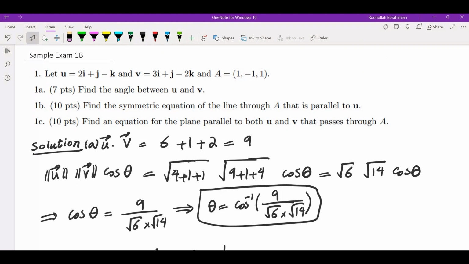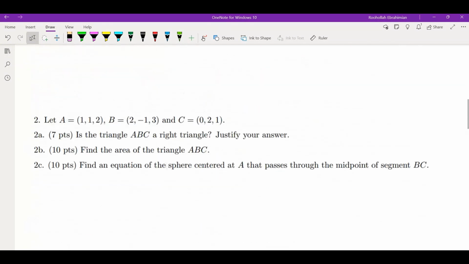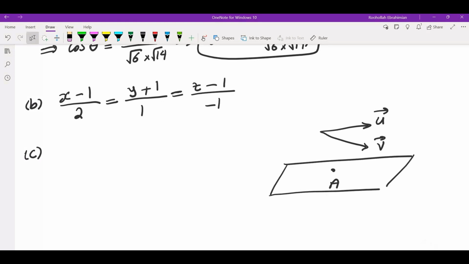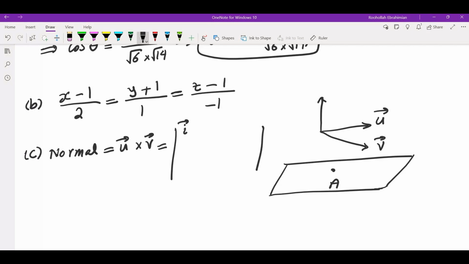The third part is find an equation of the plane parallel to both u and v that passes through A. Okay, so we are looking for a plane that is parallel to u, parallel to v, and it also goes through the point A. So if it is parallel to both of the vectors u and v, it means it would be perpendicular to their cross product. So the normal vector would be the cross product of these two. So the normal vector would be u cross v or v cross u. It doesn't really matter which one you evaluate.